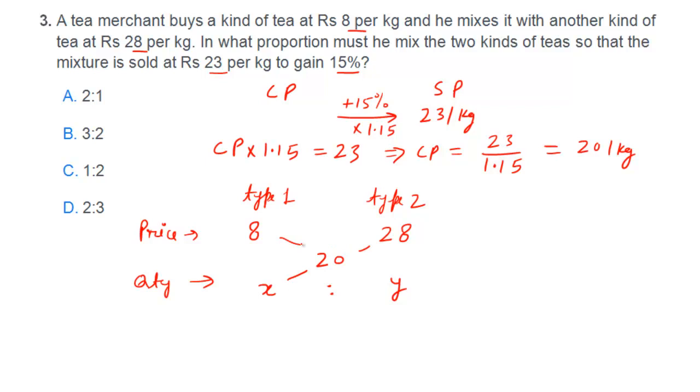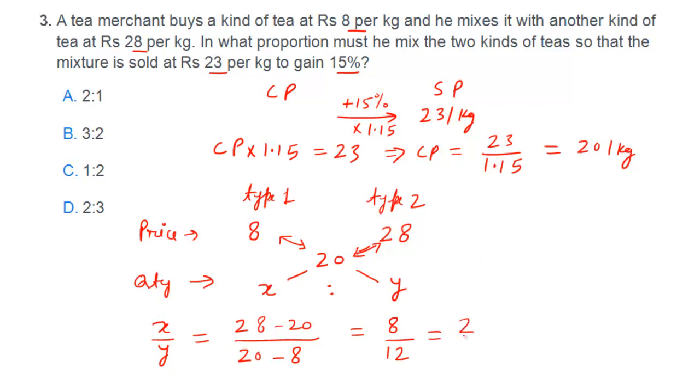So we will apply the alligation rule, which is very simple to apply. So X is to Y is equal to, you go in the direction of X and find out this difference, 28 minus 20, divided by, you go in the direction of Y and take this difference, 20 minus 8. Okay, so this is 8 and this is 12. So this can further be simplified as 2 by 3 or 2 is to 3. So 2 is to 3 is the answer, and option D is correct.